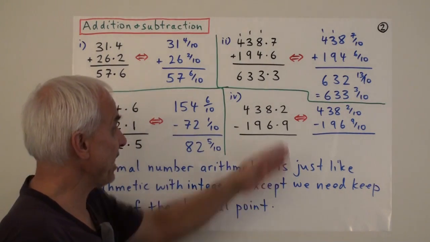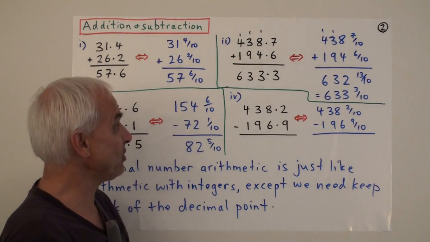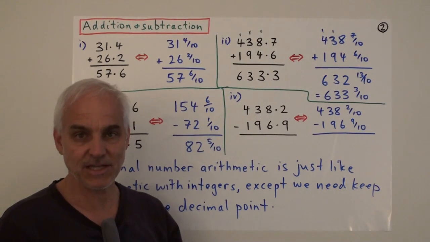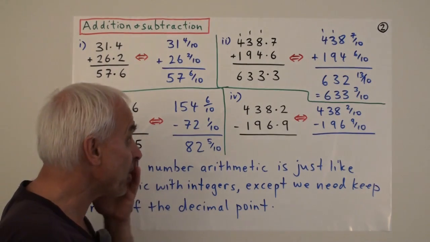But the only difference is that now we also have the 1/10ths column. So we have to include that too. And we proceed from the right, working our way to the left, just as we do when we're adding ordinary integers.